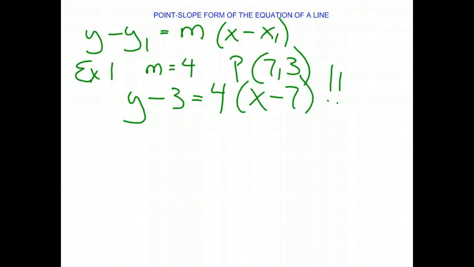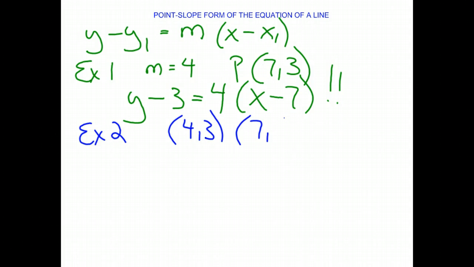All right. I said I'd give you a different example. Example 2. Here, instead of a slope and a point, I'm going to give you 2 points. The point 4, 3 and the point 7, 5. Uh-oh, we can't just plug and chug. We have to do something first. We have to calculate the slope first, because we don't have the slope.